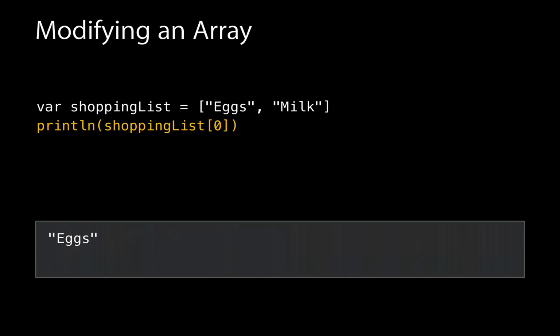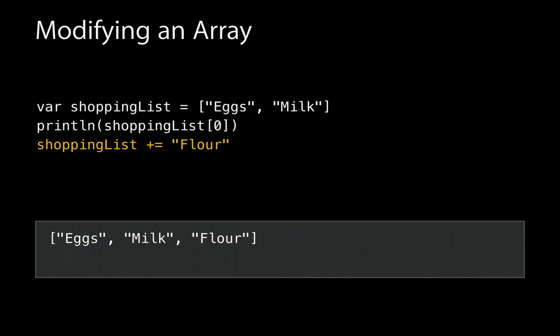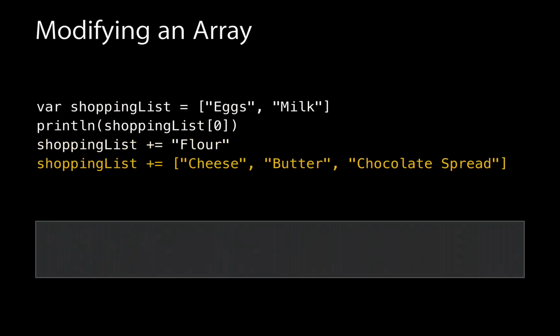Here, we're extracting eggs. If we want to add an item to the array, we literally just add it to the array. We add it to the end. Here, we're adding a 3rd item, flour. We can also add multiple items in one go, just by adding a compatible array.